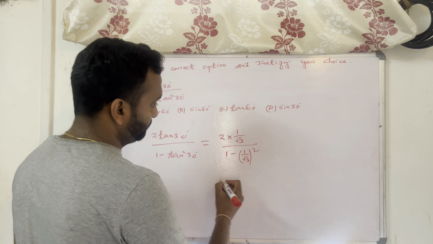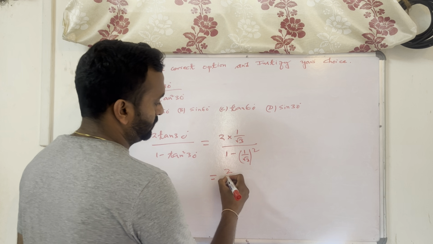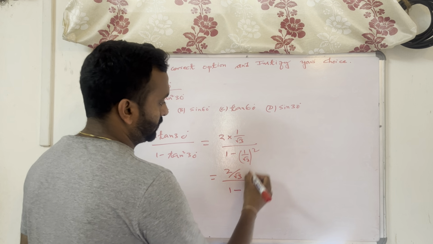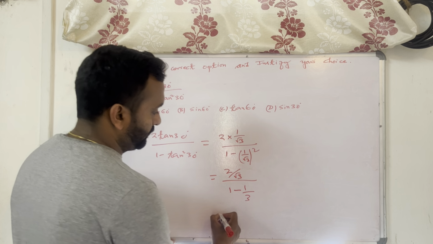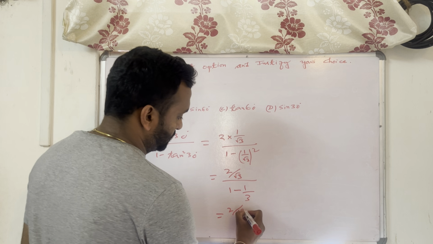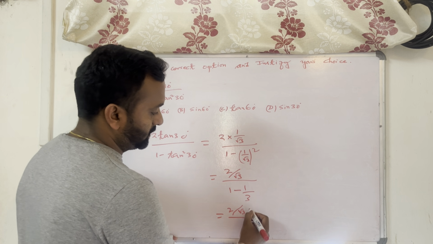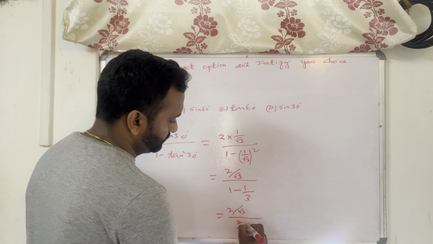After that, how much am I getting? 2 into 1 is 2 divided by root 3. Then here I am getting, what's the square of 1? 1. What's the square of root 3? 3. After that, here I am getting 2 by root 3. So here it will be how much? 1 minus 1 by 3, so it will be 2 by 3.